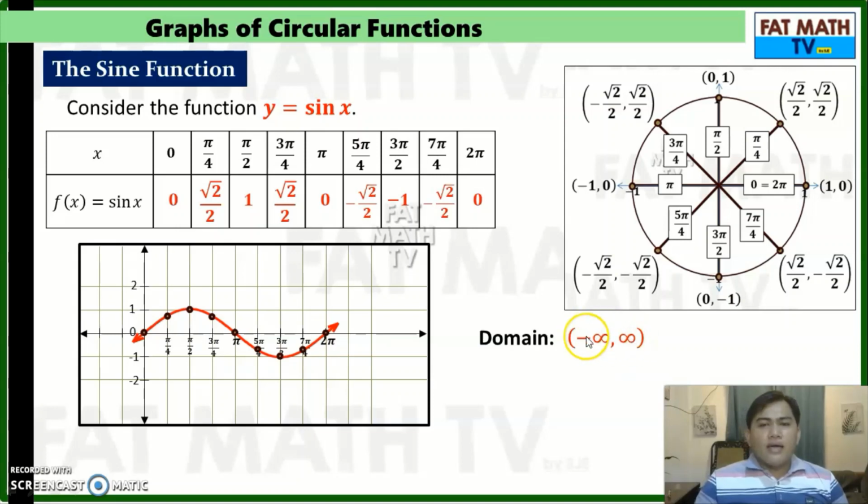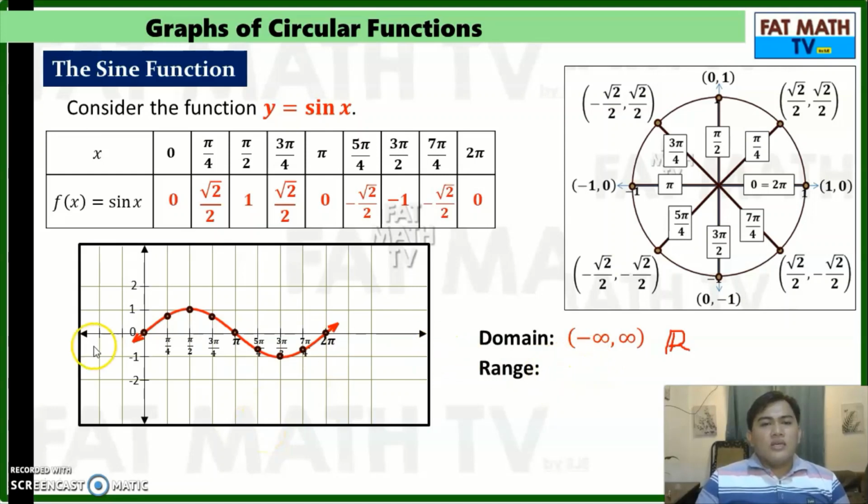So this is how we write the set of real numbers in interval notation. That's from negative infinity to positive infinity, or simply R, the set of all real numbers. So we write that as R, the set of all real numbers.